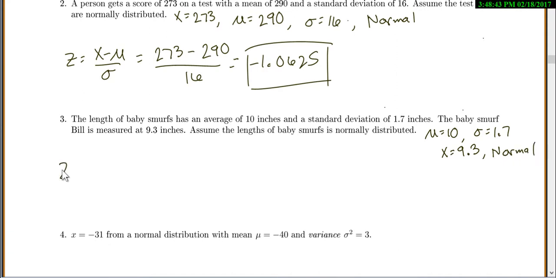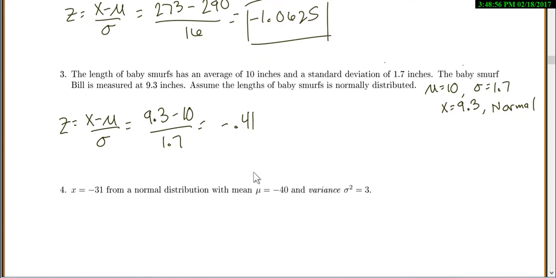So z equals x minus mu over sigma. So our x was 9.3, our mean was 10, our standard deviation is 1.7, so we get negative 0.41. And number 4, x equals negative 31. Our mean is negative 40, and our variance equals 3. So if our variance is 3, that means our standard deviation is the square root of 3.